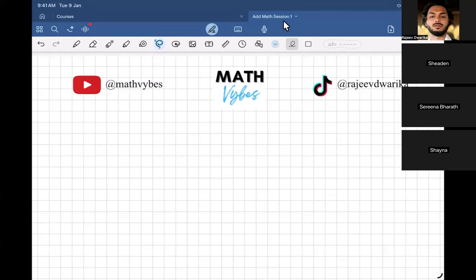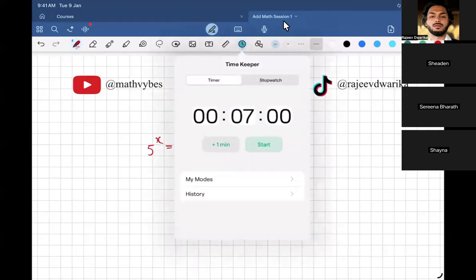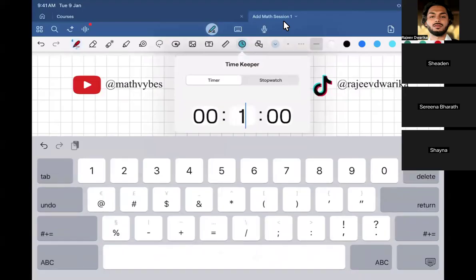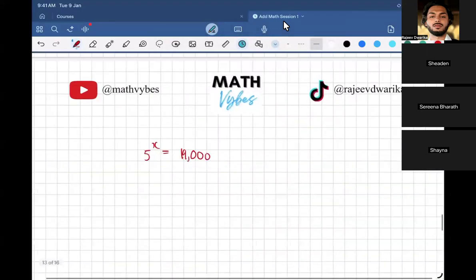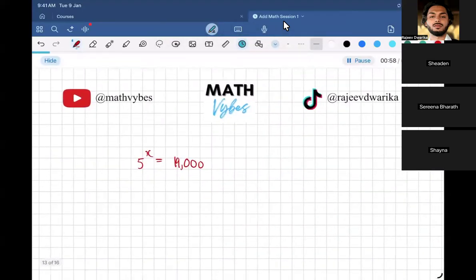Do you all remember how the logarithm function works? Just asking. Do you all remember? Yes, sir. So, Sheena, if I ask you 5 to what power is 19,000? I'm giving you 1 minute to tell me what that is. 5 to what power is 19,000? Go. And any of you all could answer as well.